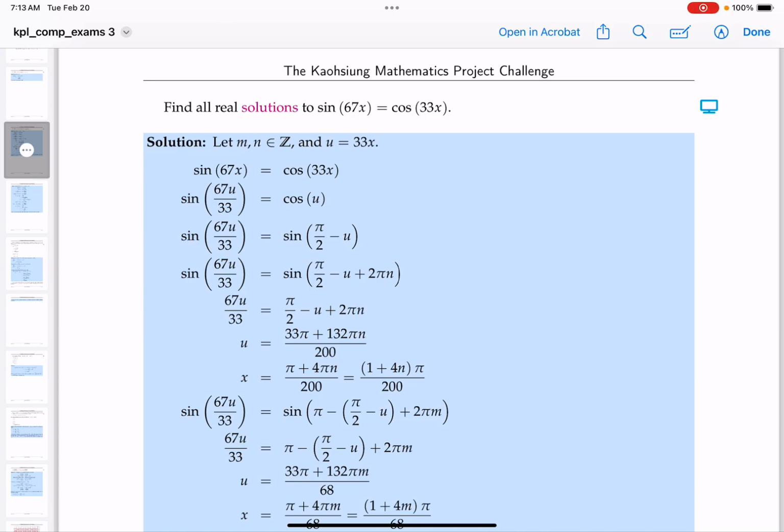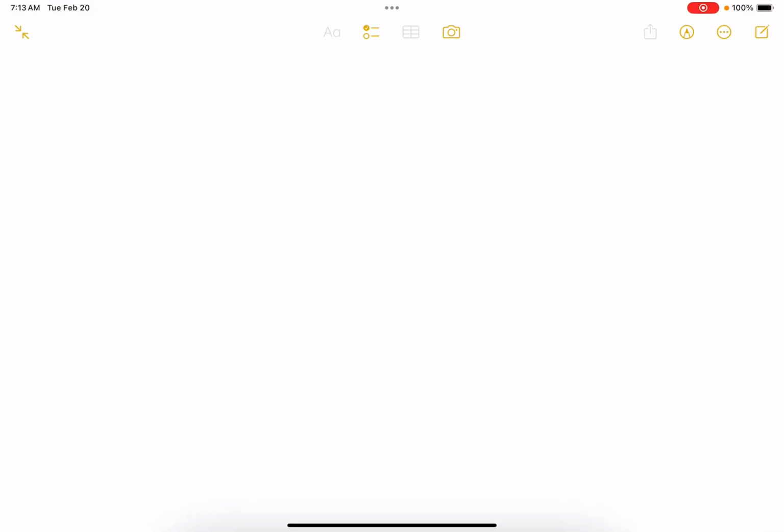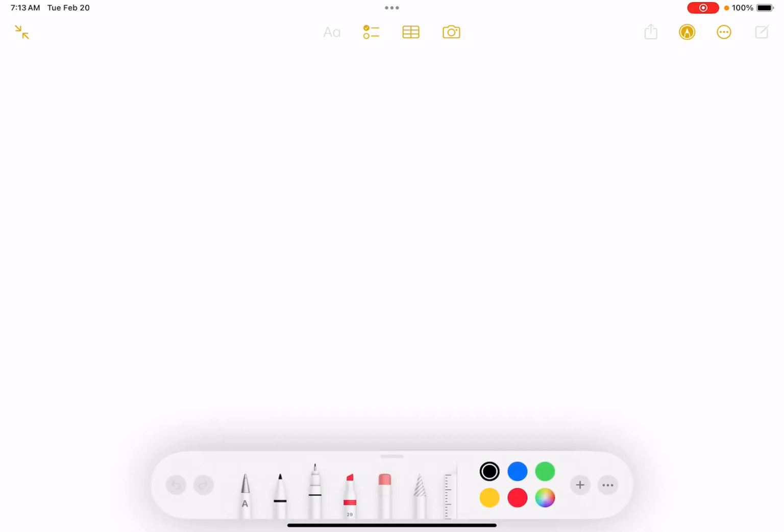Okay, we're still in the scratch space where I develop problems for possible use in future problem sets. So this one here says find all the real solutions to sine of 67x equals the cosine of 33x. You use the whiteboard to do it. And certainly I'm going to write the problem down. It's easy to write down, may be difficult to solve, but let's take a look.